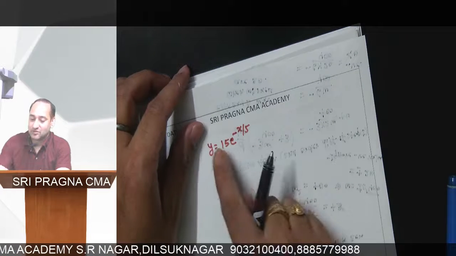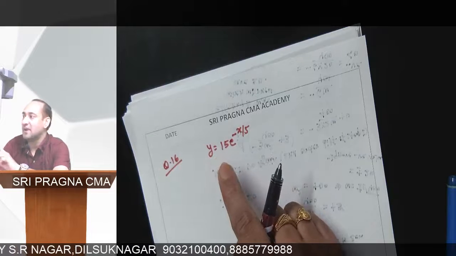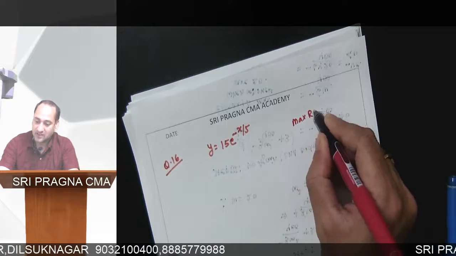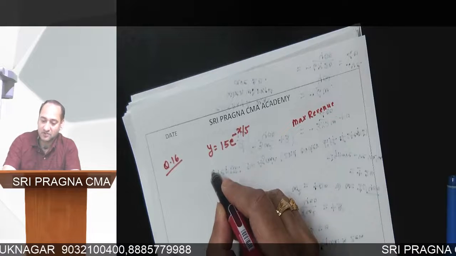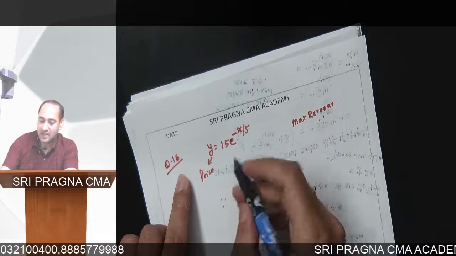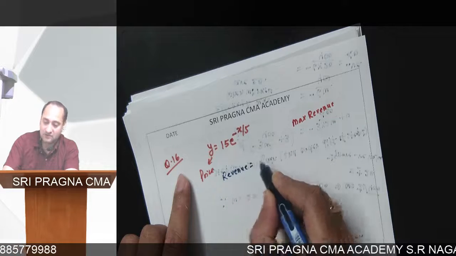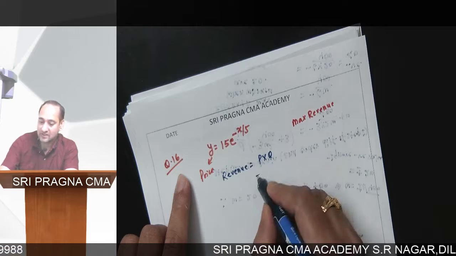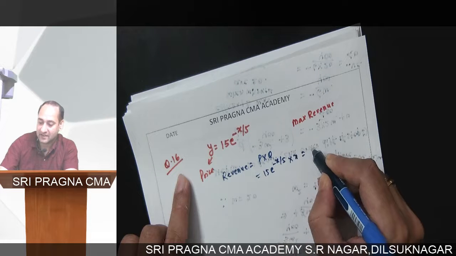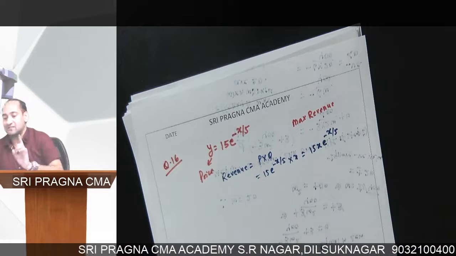Let us understand. Y is the price. You have to determine the maximum revenue. When we say revenue, revenue is equal to price into quantity. So we are going to do 15 e to the power minus x into x, so we write 15x e to the power minus x. This gives us the answer regarding the revenue.